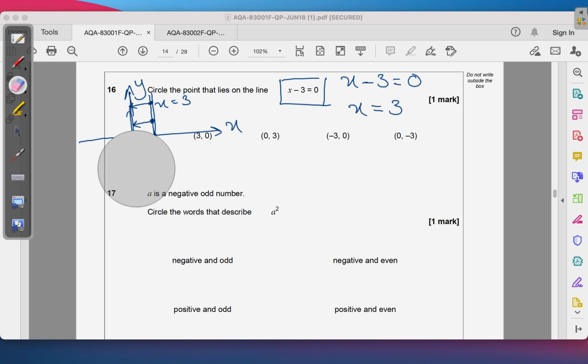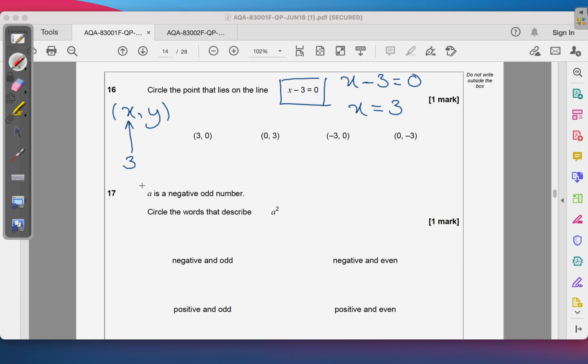So what we need to do now is find which of these coordinates has an x value of 3. When you write coordinates, you write x first and then y. So we need to find the coordinate where this value is 3. And we can see it's this one. So this is the right answer. It's not this one because x is 0 there, x is minus 3 there, and x is 0 there. So it's none of those.